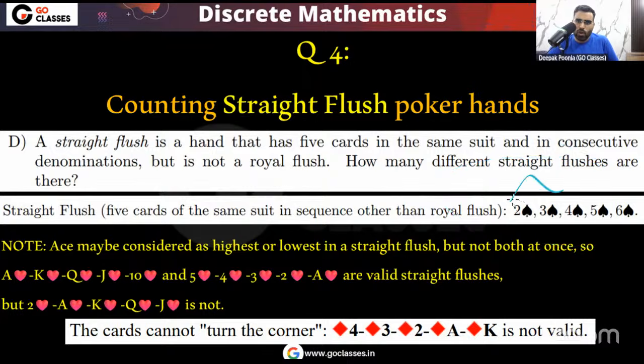You can see all 5 cards in the same suit. You can see here the suit is spades and 5 consecutive denominations. You can see 2, 3, 4, 5, 6. These are the consecutive denominations.